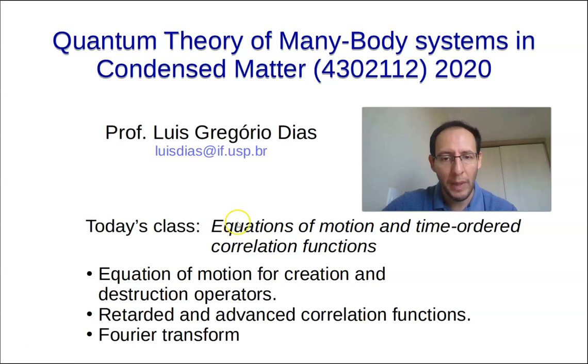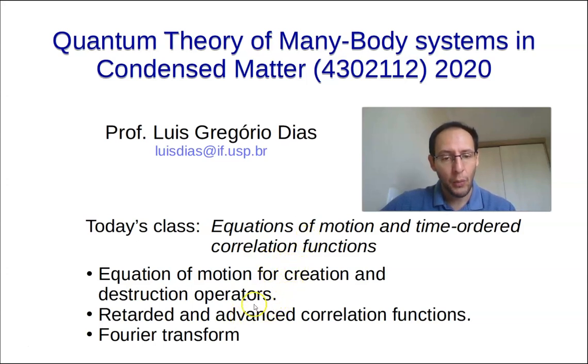In today's class we're going to continue to cover the topic of time evolution in quantum mechanics. And in this class, hopefully it's going to be a shorter class, we're going to talk about equations of motion for operators and time-ordered correlation functions. More specifically, we're going to go over the equation of motion for creation and destruction operators in a non-interacting Hamiltonian. We're going to see how that can be solved exactly.